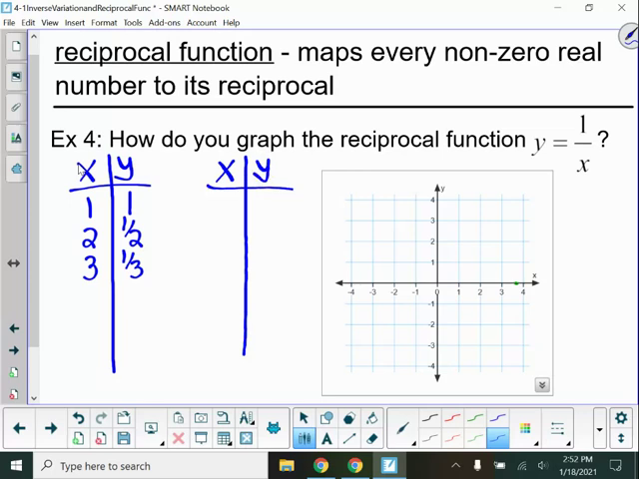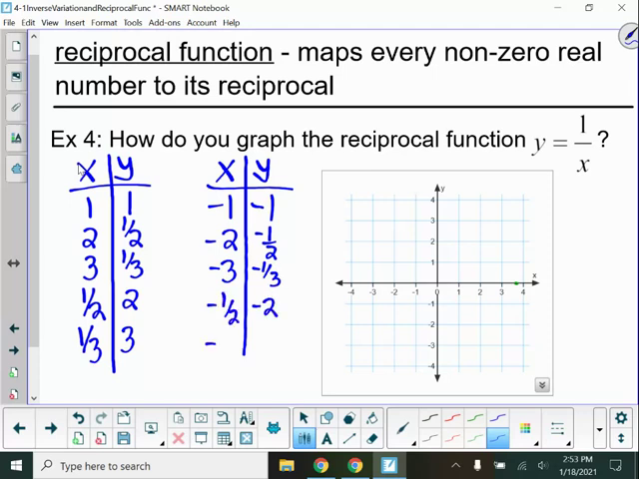I can also do this the other way. For example, if x is 1/2, y would have to be 2, because the reciprocal of 1/2 is 2. If x is 1/3, y would have to be 3. And on the flip side of that, all the negatives also apply. So if x is -1, y is -1. If x is -2, the reciprocal is -1/2. If x is -3, reciprocal is -1/3. If we look at -1/2, it gives me a -2. -1/3 would give me -3.